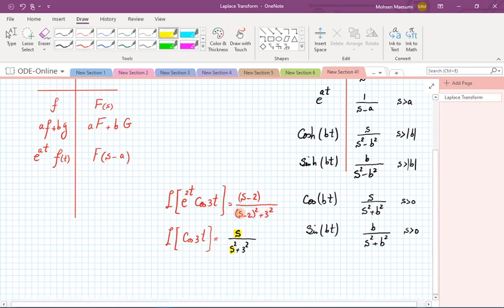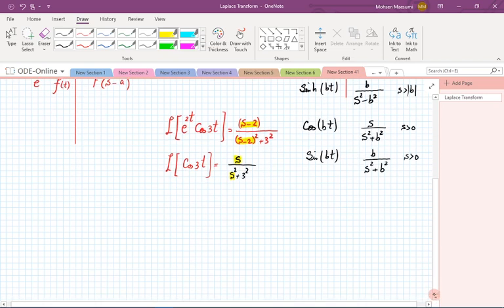So these s's got replaced by s minus 2. That's the meaning of this formula. It's very simple to prove. Let's go ahead and prove it. As an example of these general rules that we have here, let's see where these rules come from.